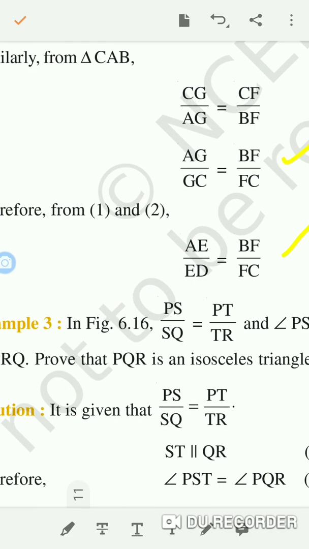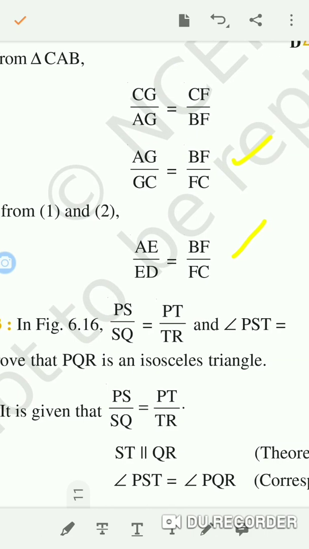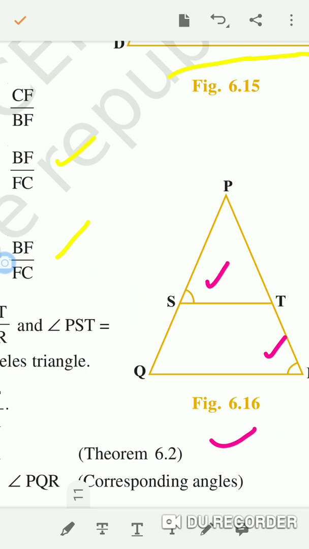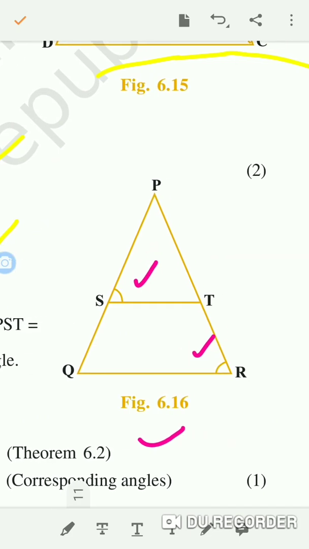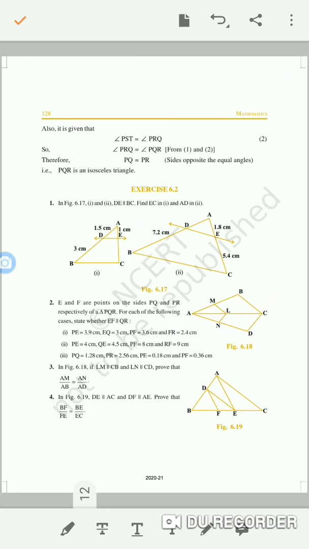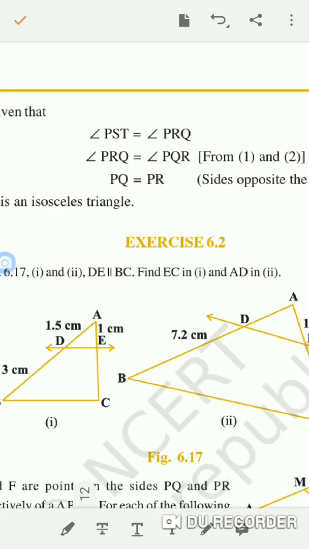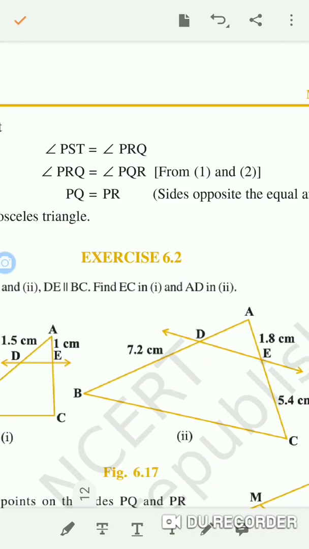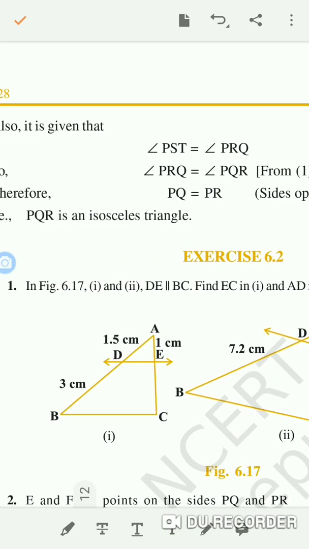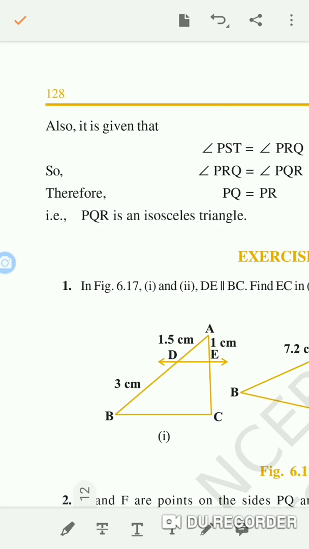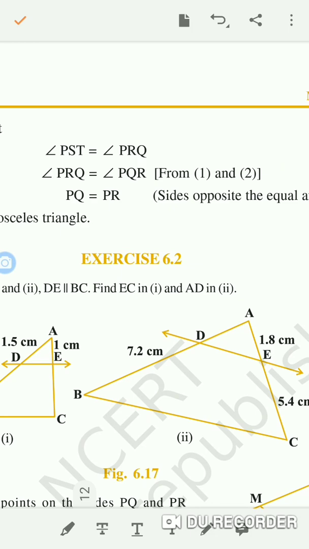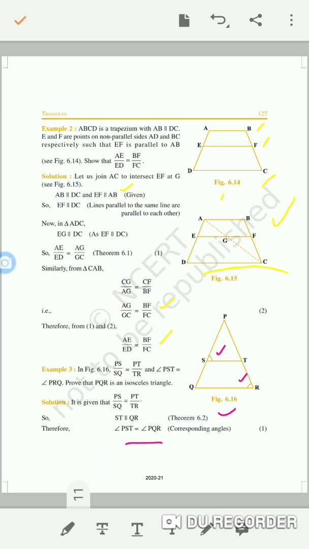So what we have to prove? Prove that triangle PQR is an isosceles triangle. So see the next step. PST is equal to PRQ, that is given, and therefore PRQ is equal to PQR. So these are the two base angles.